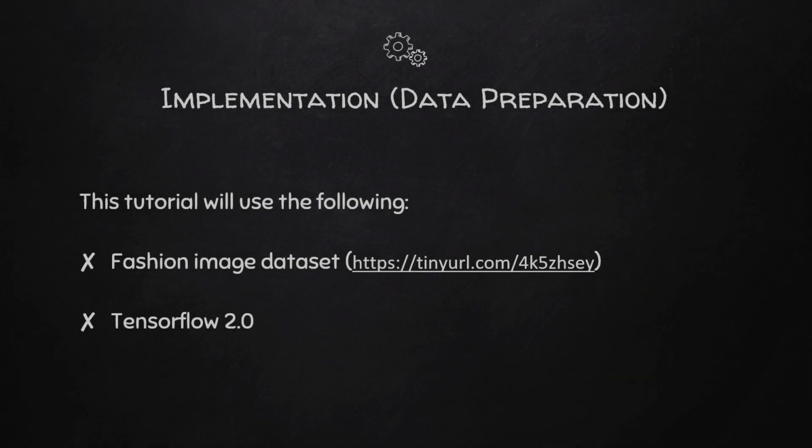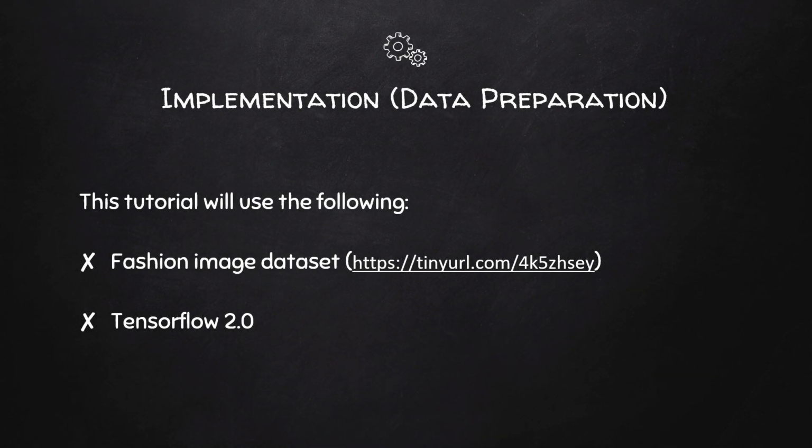Implementation. Similar to our previous tutorial on autoencoders, we will use an open-source data set from Kaggle Datasets. You can download it from the link in the description. This tutorial will require TensorFlow 2 and Jupyter Notebook installed, so if you haven't set it up, you can either use Google Colab or set it up on your computer using Anaconda.